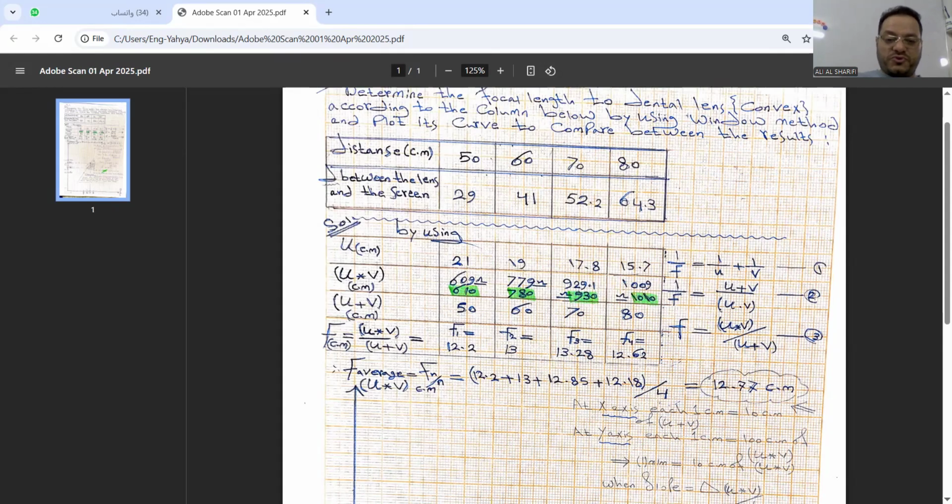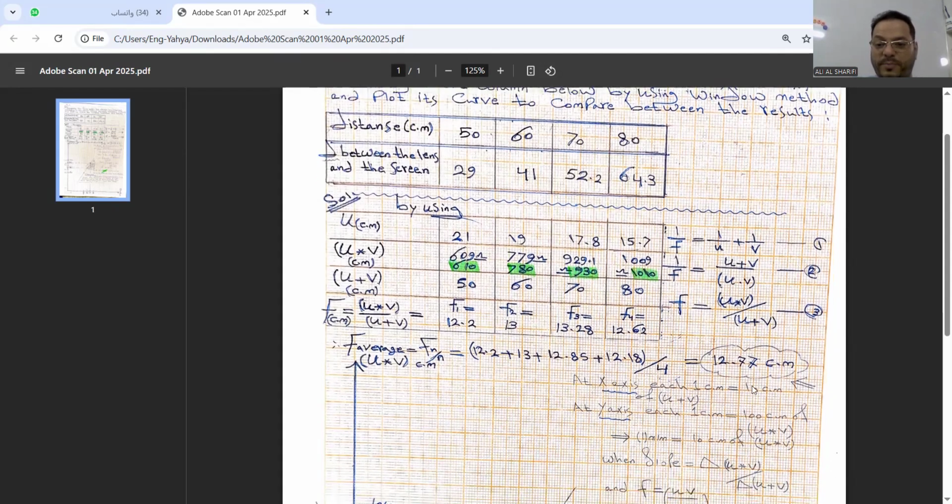Let's go to the second, which is using the plot curve. By plotting the curve, we can determine the focal length distance, and we will compare it with this number to say whether it's near and acceptable or not. That will depend on whether the second result is near to it or not.